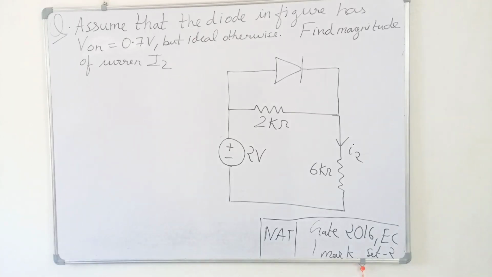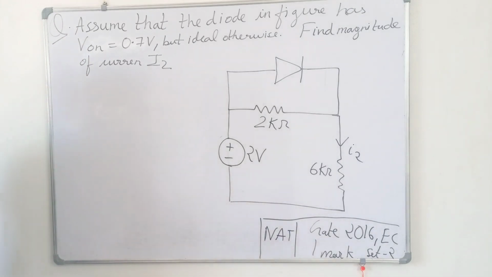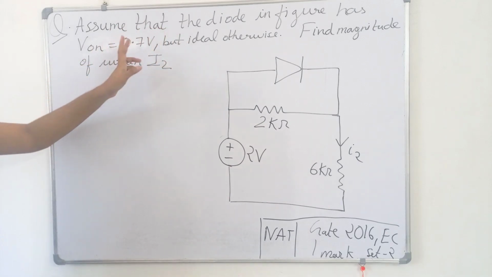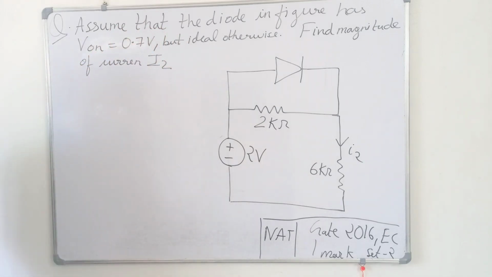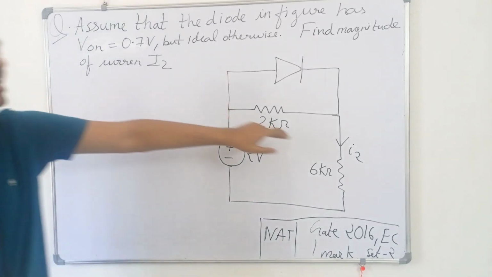Welcome. We are solving a question from GATE 2016 Electronics branch. It was a 1 mark question. This question is from the topic diode circuits. We are given that the diode in the figure has V on equal to 0.7 volt, but it is ideal otherwise. We have to find the magnitude of current I2.